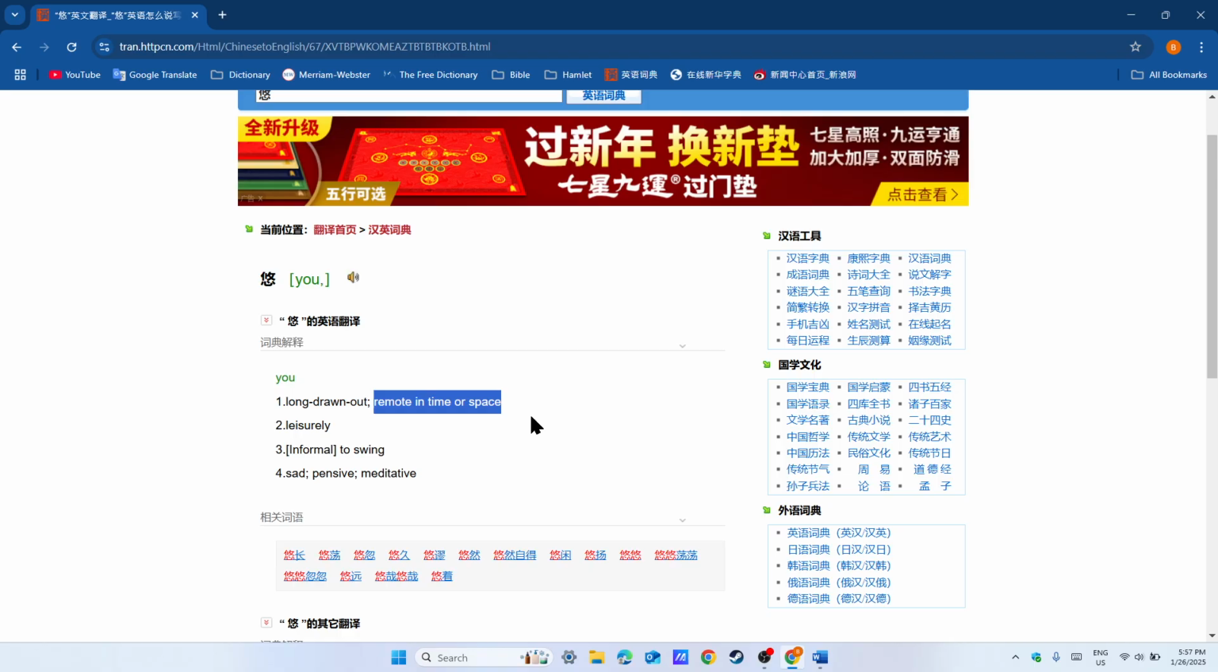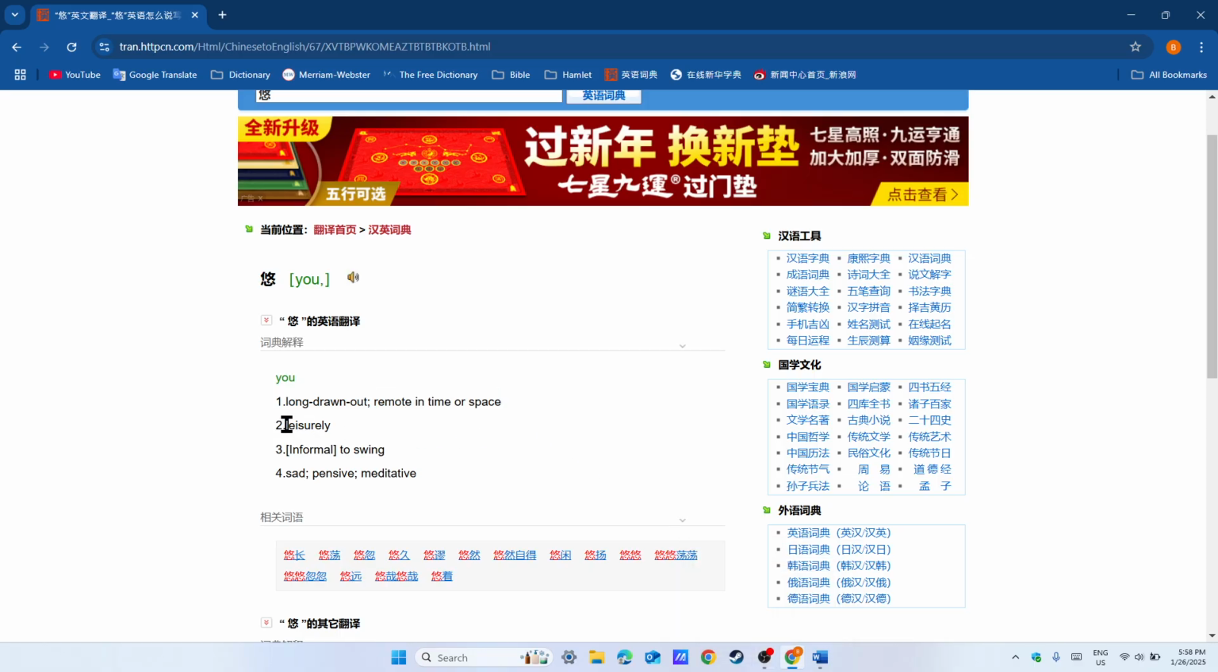Now, I'm not aware of any instance that means remote in space, because this could mean remote in time, but I can't think of any phrase that means remote in space. I don't think this is the correct explanation. In space, there are other words to express remote. 悠 is specifically, I think, when they're talking about time. It refers to time.